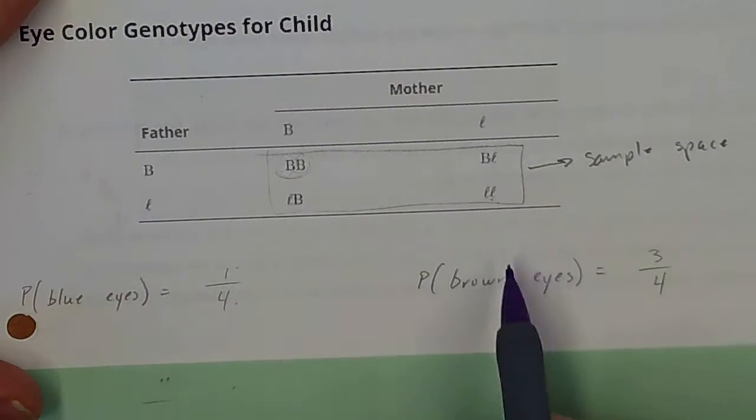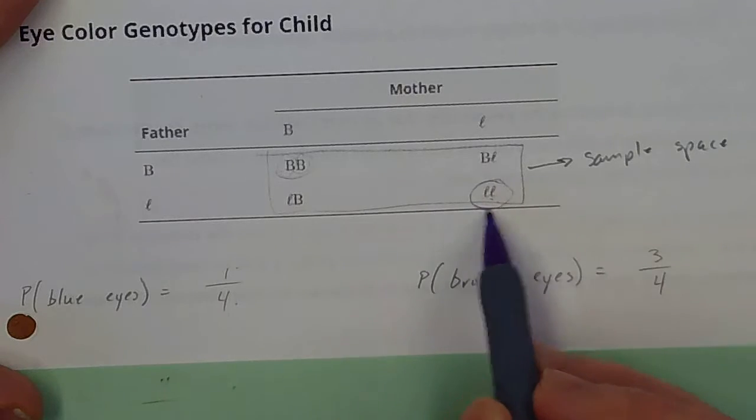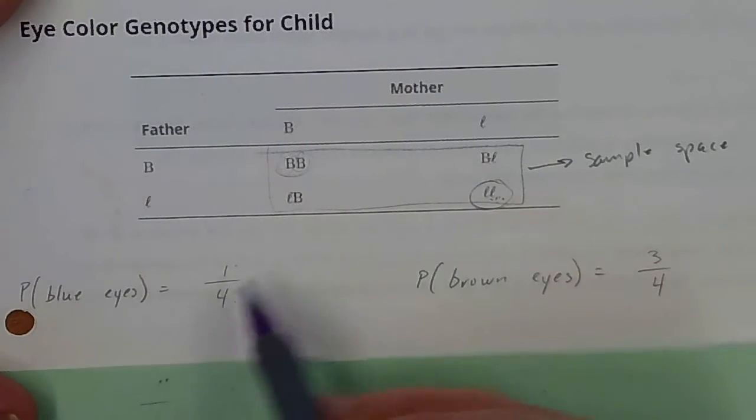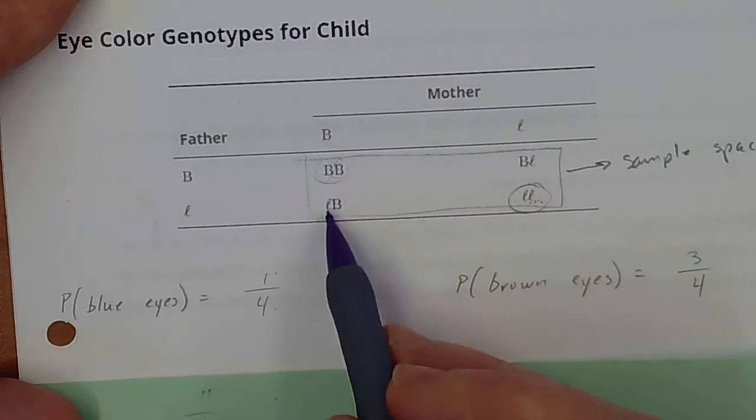Sorry, I had that backwards. The blue eyes is here, these lowercase l's. So that's the 1 out of 4. It still didn't change the probability. And then these are the brown eye scenarios.